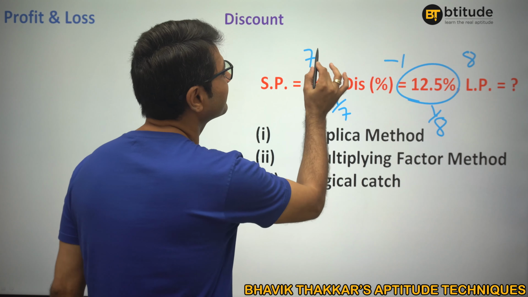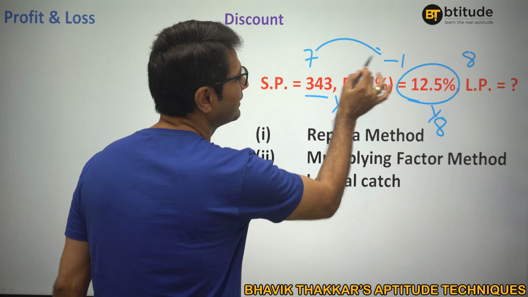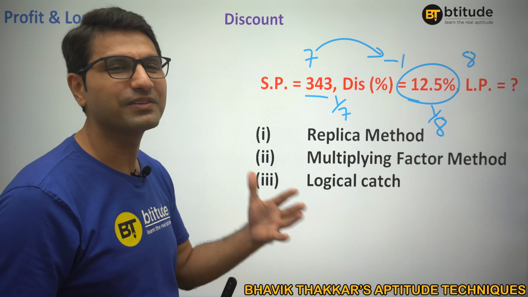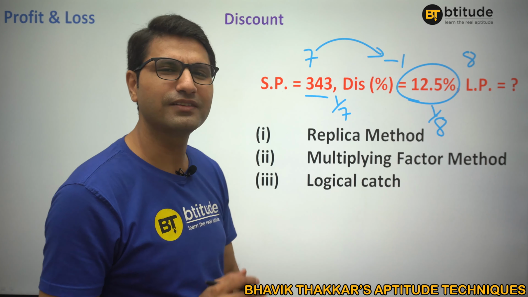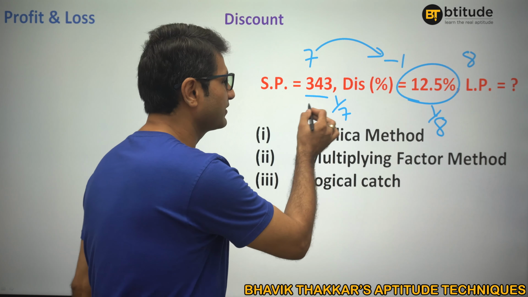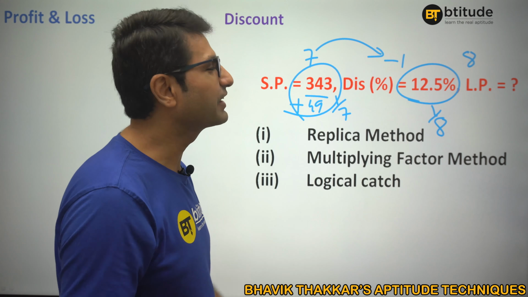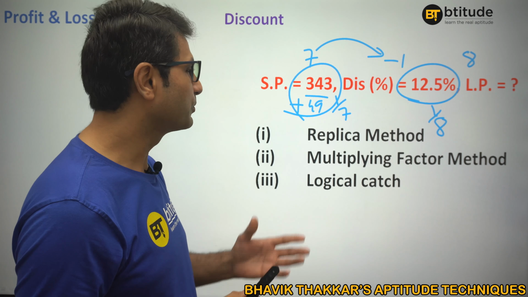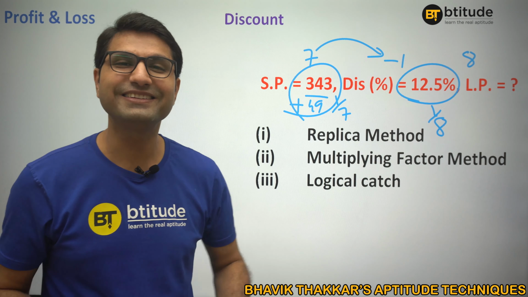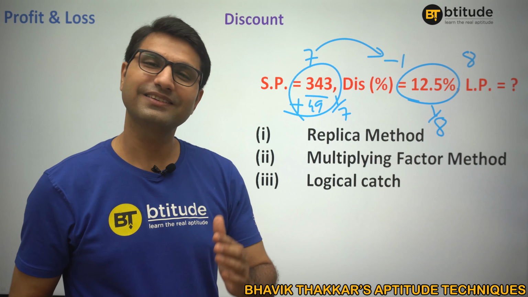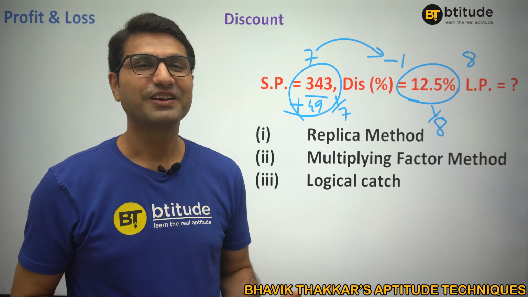So if you directly understand from selling price, it is 1 by 7, right? So if you directly understand, then it becomes even easier. You will say, okay, 1 by 7 of this is nothing but 49. So selling price is 343, 49 was the discount. Add both of them, you will get your label price. That would be 392. This looks even easier, right? So that is your logical catch. If you understand this, it becomes even easier sometimes.